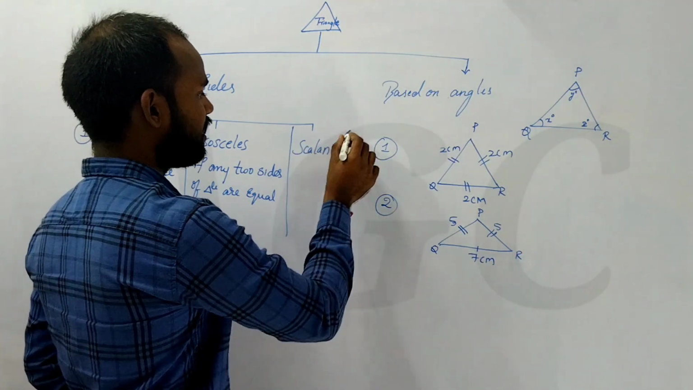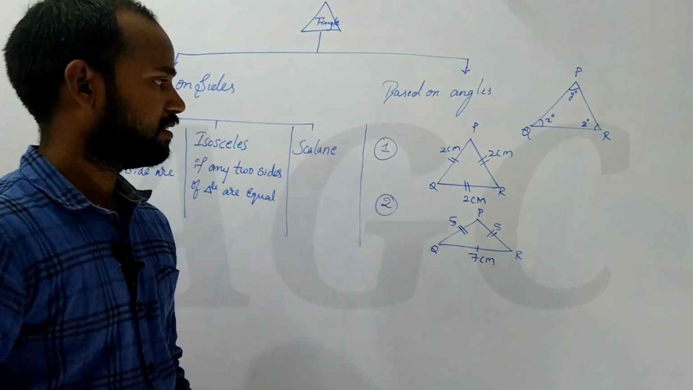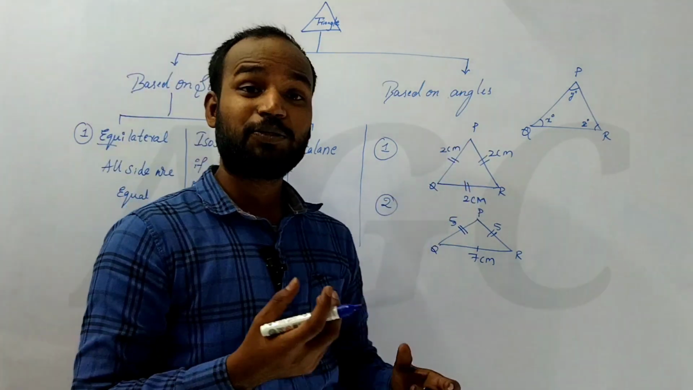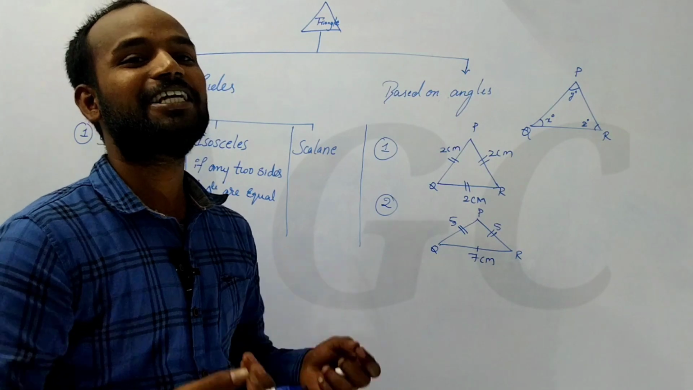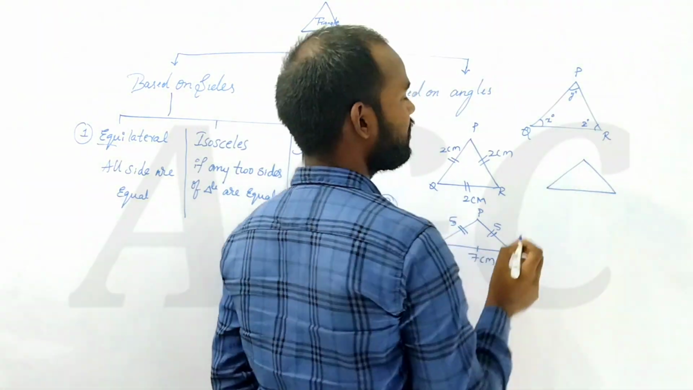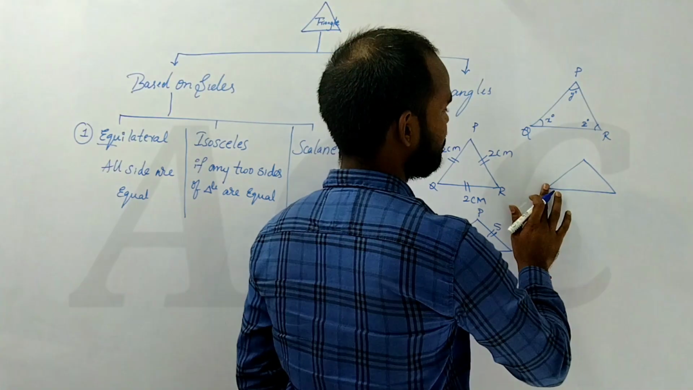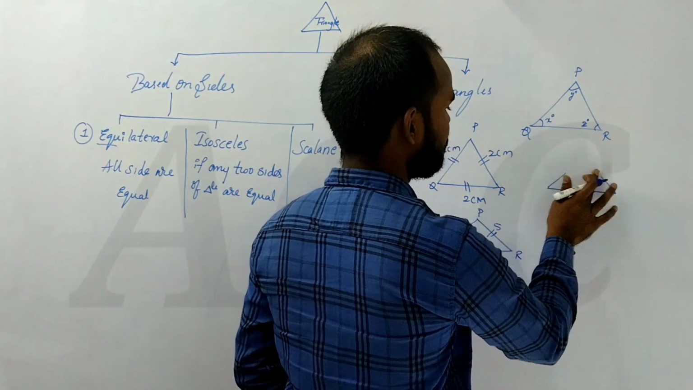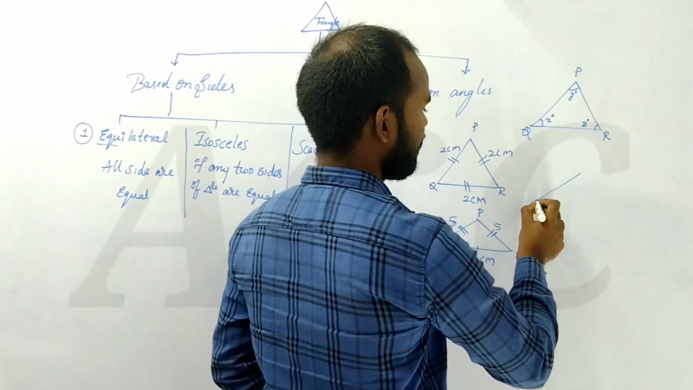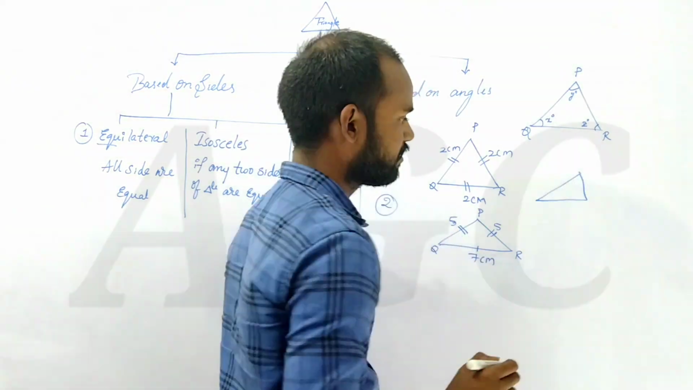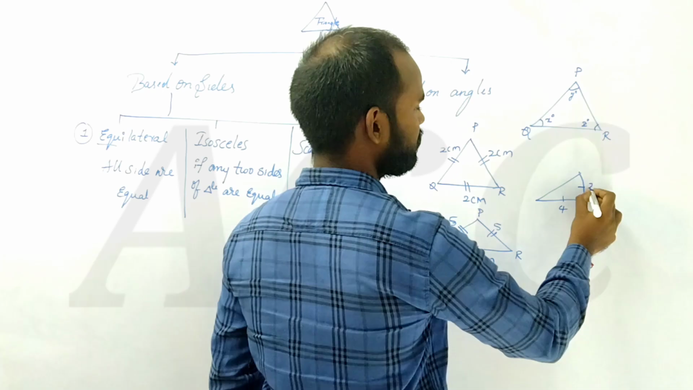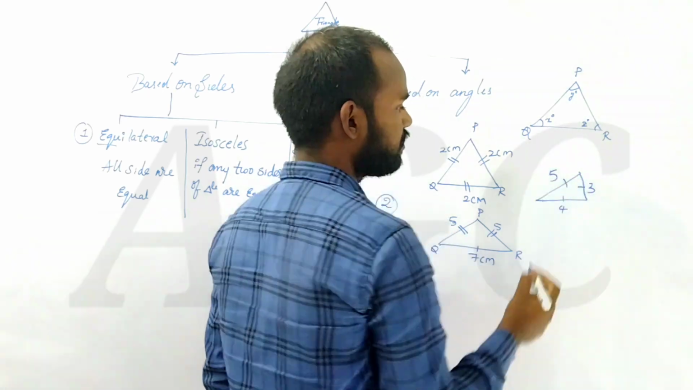Last one is the scalene triangle. What is a scalene triangle? The first variation is all sides equal, the second is two sides equal, the third is three sides different. Scalene is nothing but three sides are different. So I should draw like this, right? Three sides are different. See, this is for suppose 4, this 3, this 5.